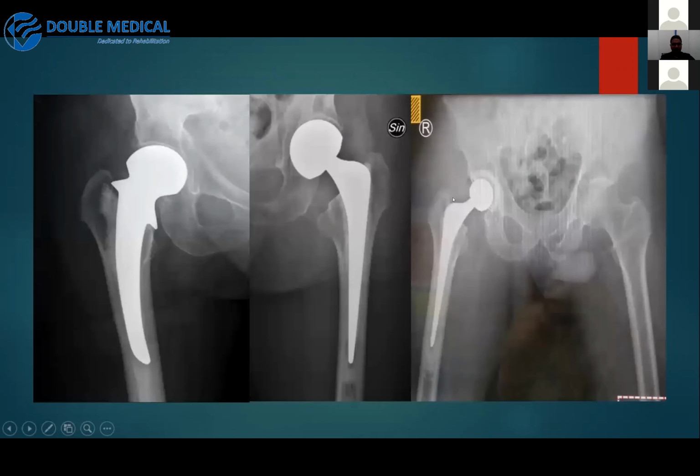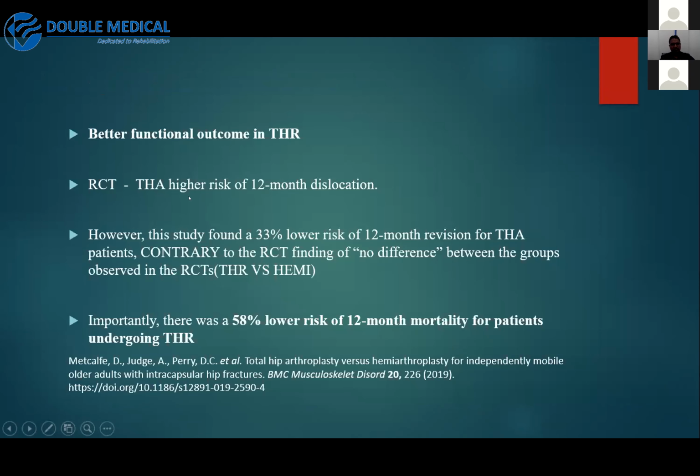So the better functional outcome in THR, studies have shown, in a randomized control study whereby total hip replacement had a higher risk of 12-month dislocation. This particular study, Metcalfe and Judge in 2019, showed 33% lower risk of 12-month revision for total hip patients, contrary to the RCT finding of no difference between THR and hemi. The most important fact is 58% lower risk of 12-month mortality for patients undergoing a THR.